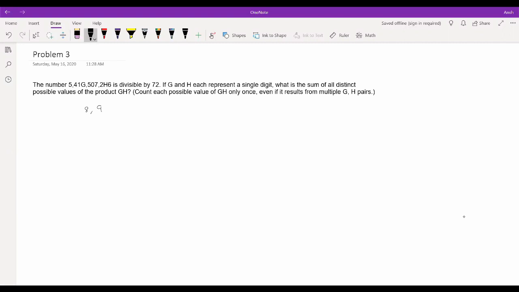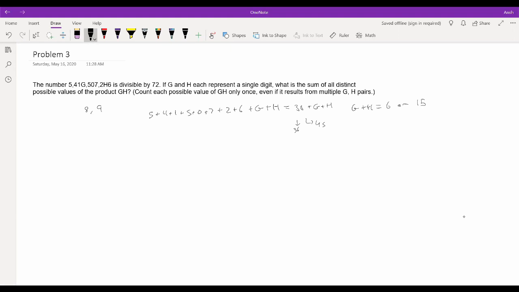First, using the divisibility rule for 9, we find that 5 plus 4 plus 1 plus 5 plus 0 plus 7 plus 2 plus 6 plus our 2 unknowns gives us 30 plus g plus h. That would mean that the only possible values for g plus h are either 6, which would get it to 36, or 15, which would get it to 45. So g plus h equals 6 or 15.